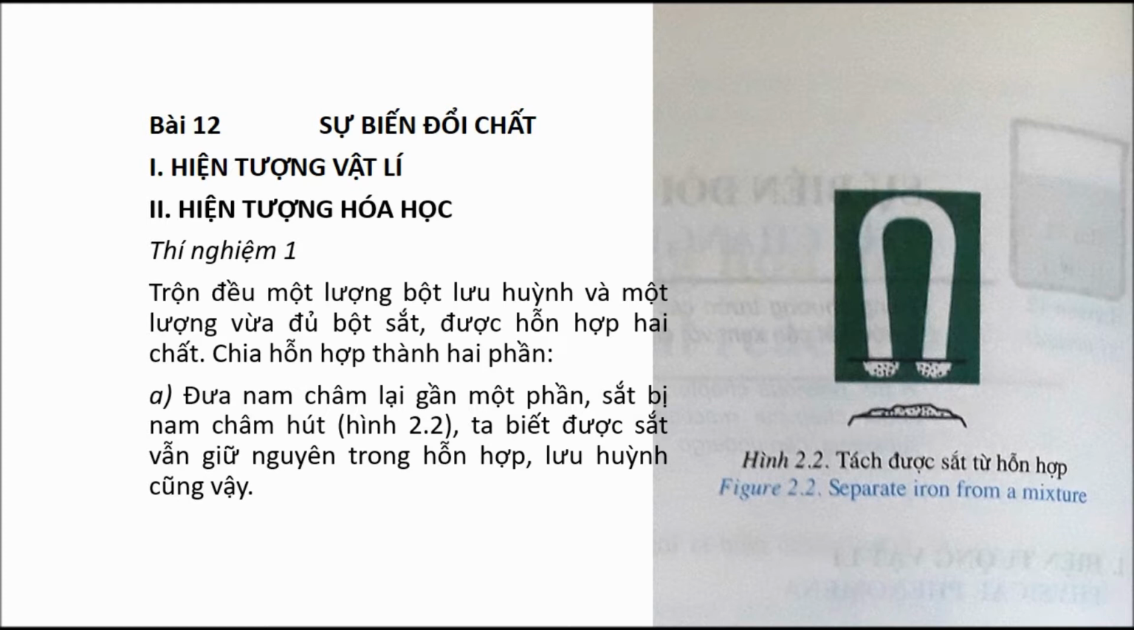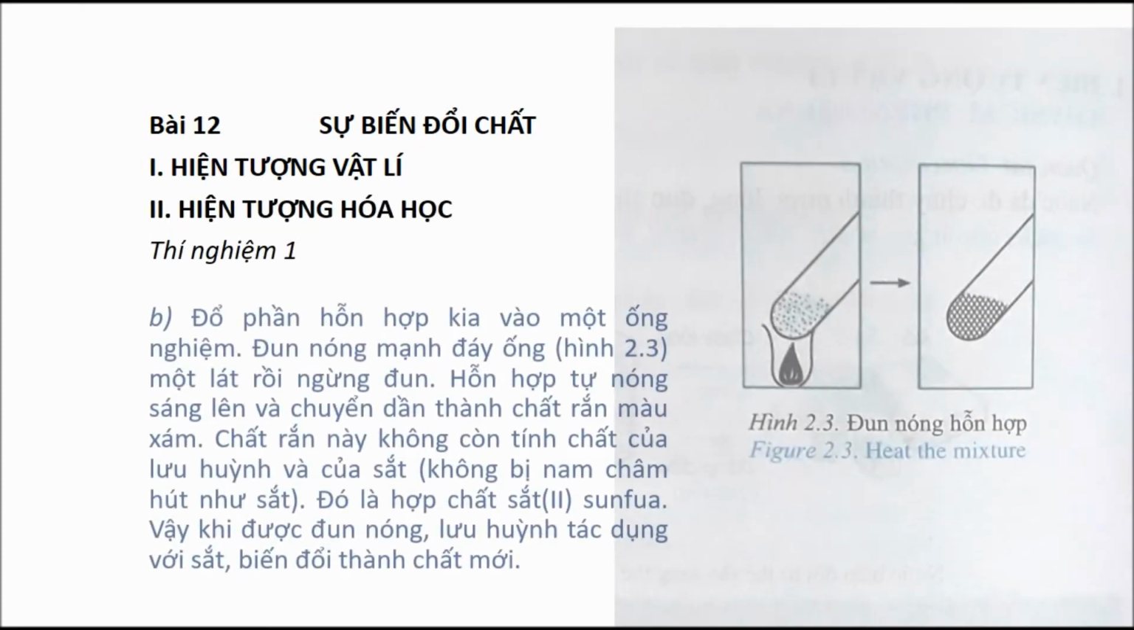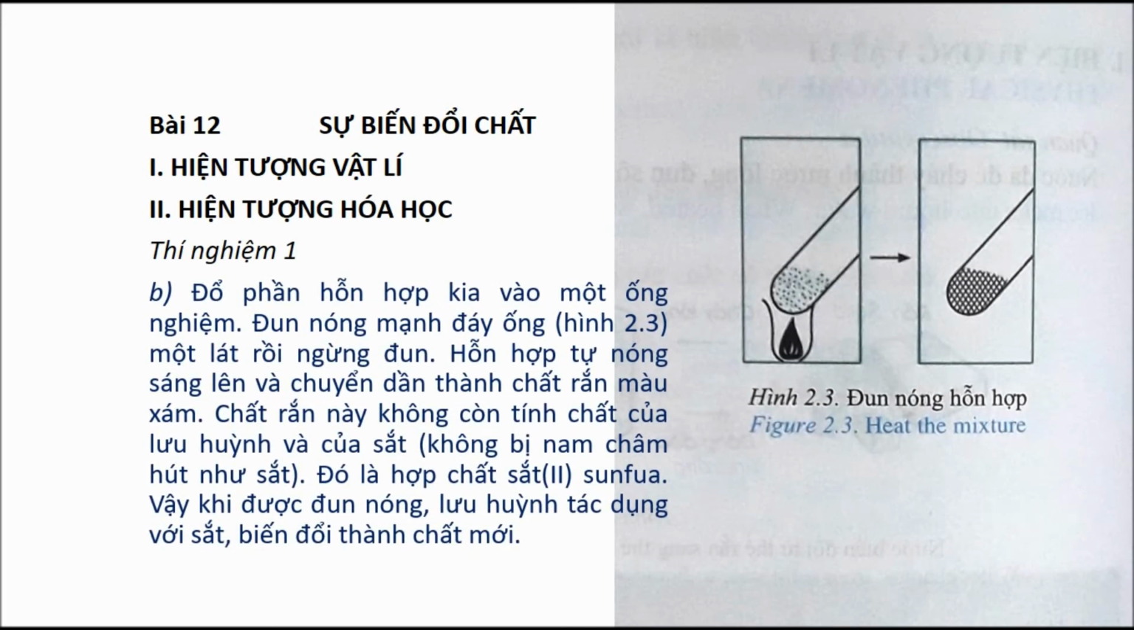A. Move a magnet next to one portion. Iron is attracted by the magnet. Figure 2.2. We know that iron still remains unchanged in the mixture and sulfur also. B. Put the second portion into a test tube. Heat strongly the bottom of the test tube for a while. Figure 2.3. Then stop heating.